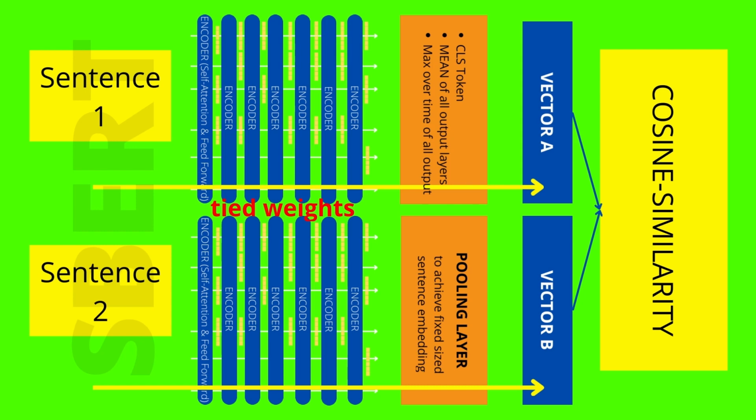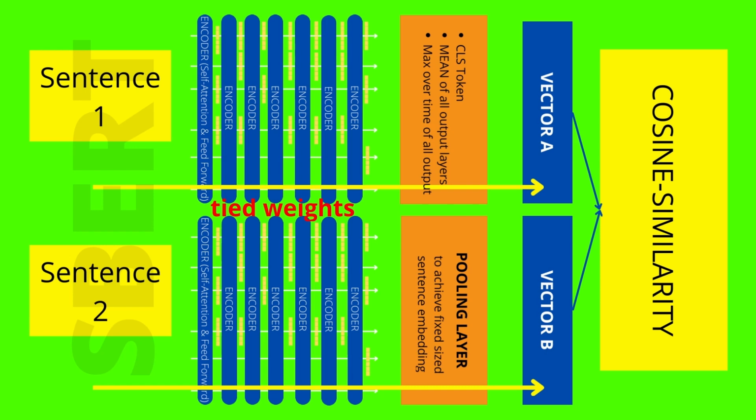You can calculate the mean value of all output layers, or you can choose the maximum over time for all outputs. Whatever you choose, the pooling layer will result in a vector A, or vector 1, for the sentence 1, which has a specific fixed size length. And from the sentence 2 that runs through the Siamese BERT model, another identical pooling layer will create a vector B, or vector 2.